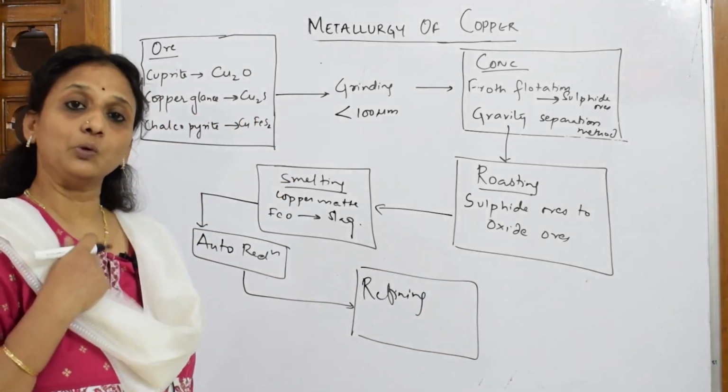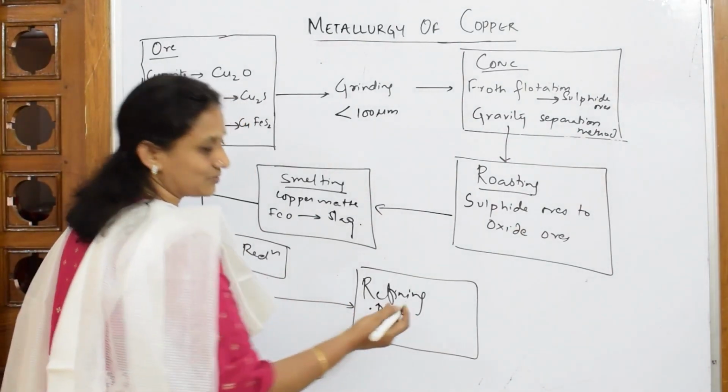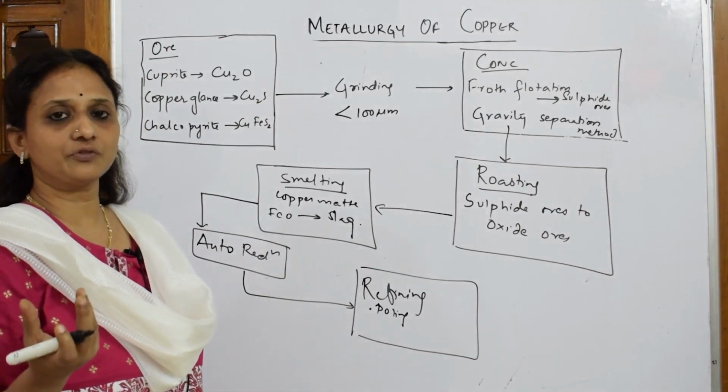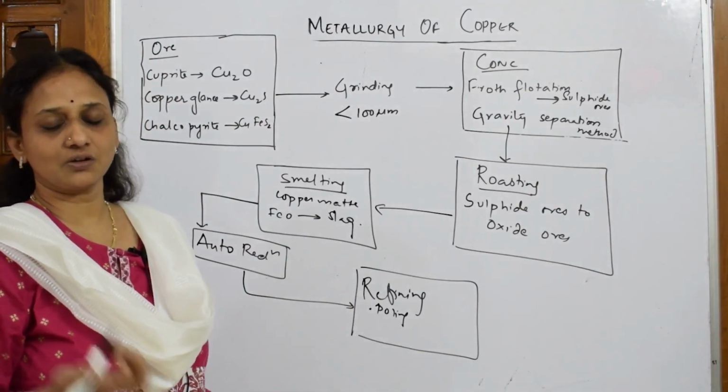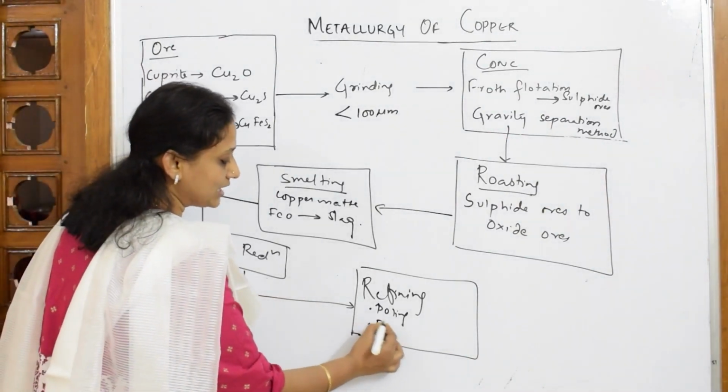One method is called poling. Poling is a process which was used in olden days, where they used to take green wood logs for reducing this copper oxide, or reducing that copper, right? I'm going to use one more method, that is electro refining.